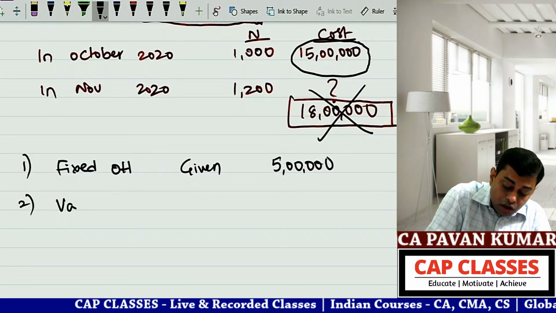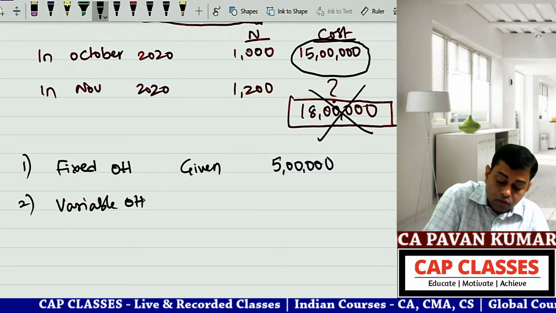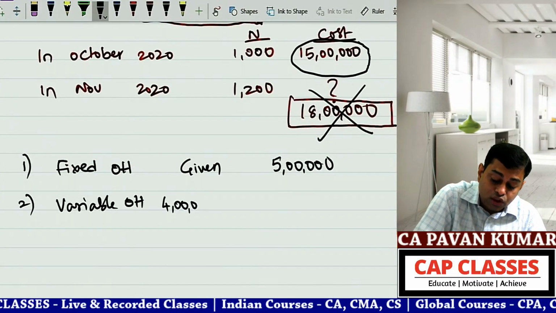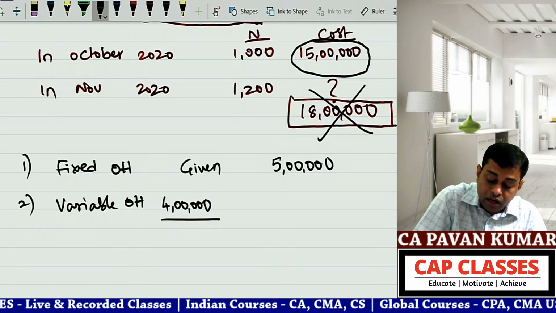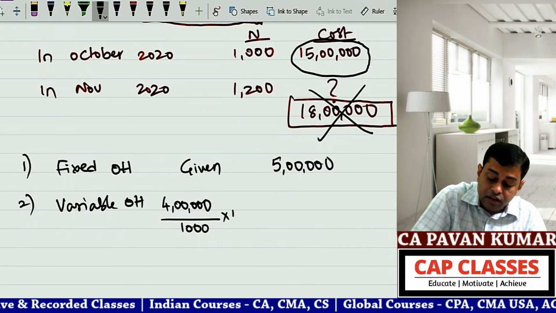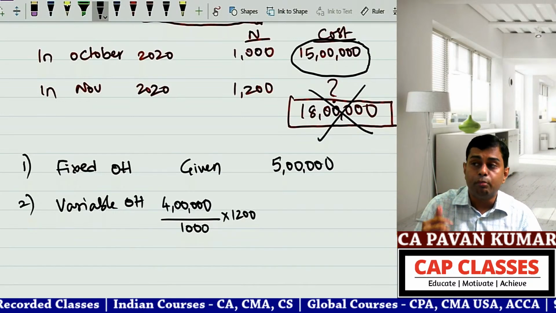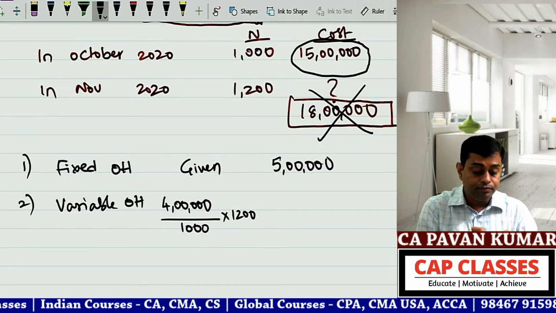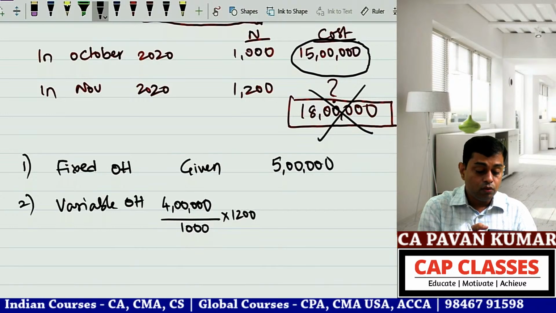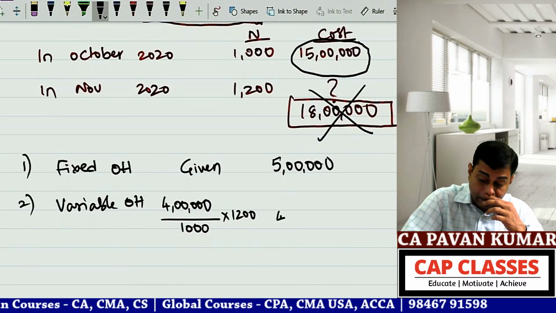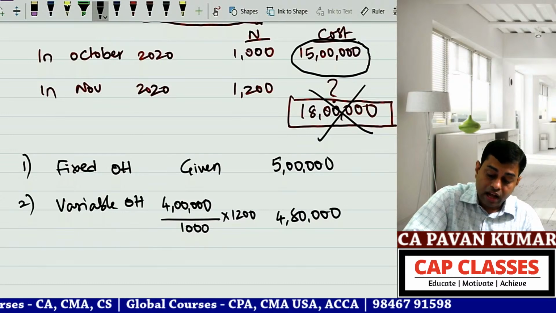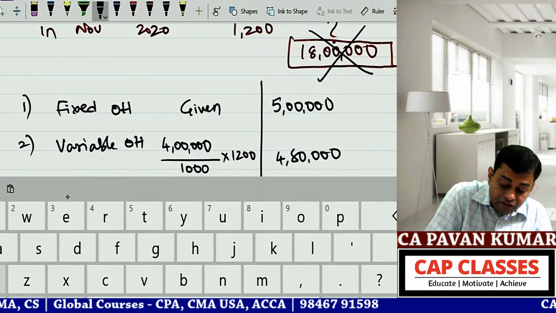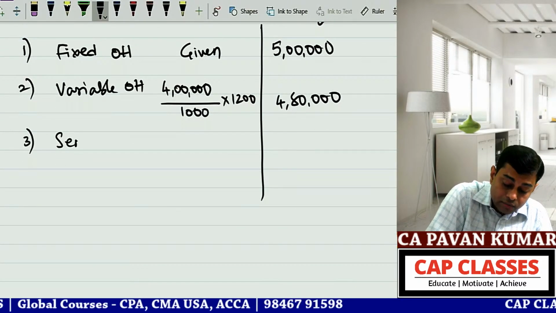Two, variable overheads. What is the second one? Variable overheads. So they said 4 lakhs. But this 4 lakhs is only for 1000 units, no? For 1000 units, if it is 4 lakhs, for 1200 units, how much? Proportionately, we need to calculate. Can you calculate and tell me how much it is? 4 lakhs divided by 1000 into 1200. Is it 4,80,000? Correct. 4,80,000. Then the third one, three. What is the third one? Semi-variable. Put a star mark, important.